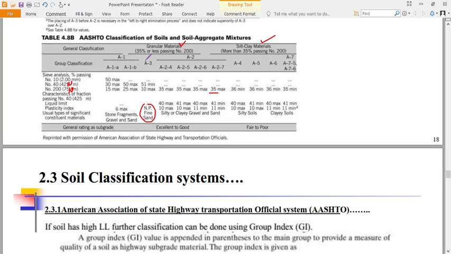Is that okay? Now, if more than 35% of a material has passed sieve number 200, then the material is what? A fine grained material. Is that okay? Now, the fine grained material also has A4, A5, A6, A7. So how do you differentiate these? Also depending on both the liquid limit and the plasticity index.